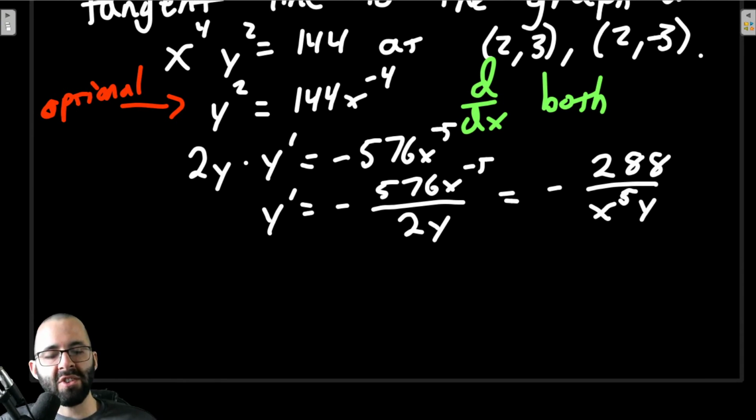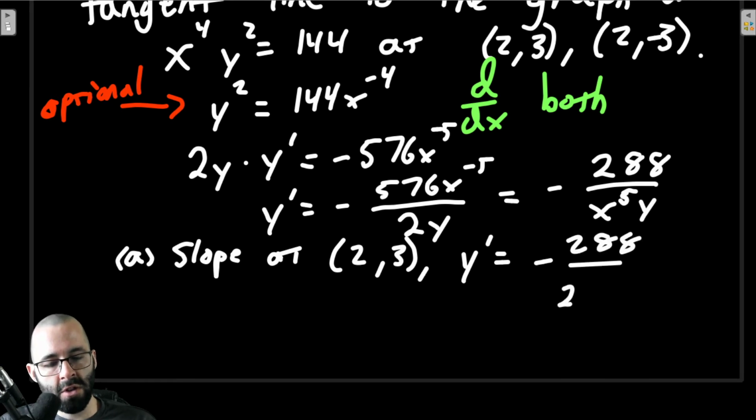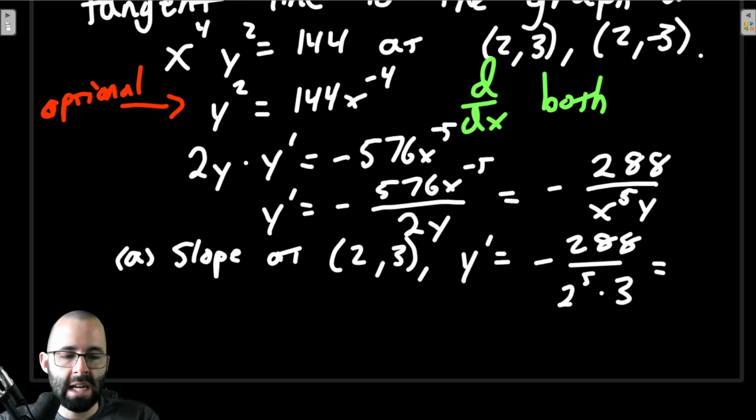But remember, we want to find the tangent line at these two points. So we need to find the slope at each of those points. Okay, so part A, right? What is the slope at (2, 3)? We just plug in, what is y prime at (2, 3)? It's going to be -288 over 2 to the 5th, which is 32, times y, which is 3. So the slope is going to come out to -288 divided by 32 and 3. Oh, -3. Real nice slope.